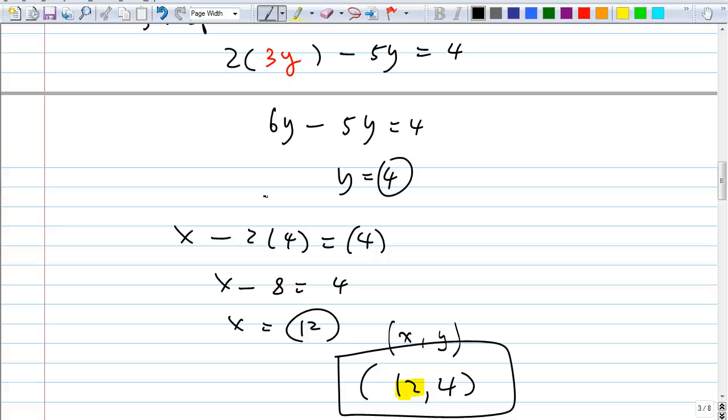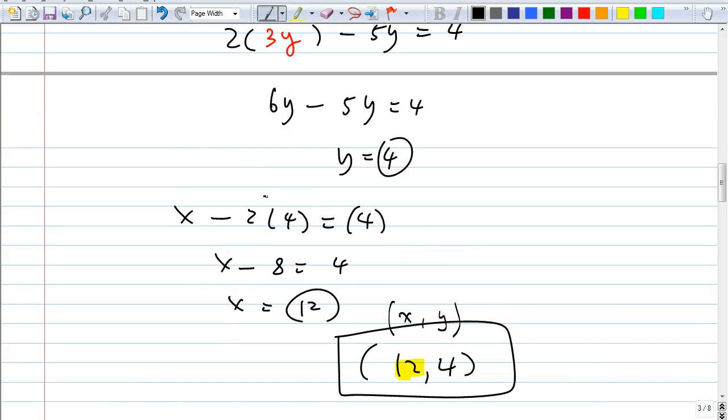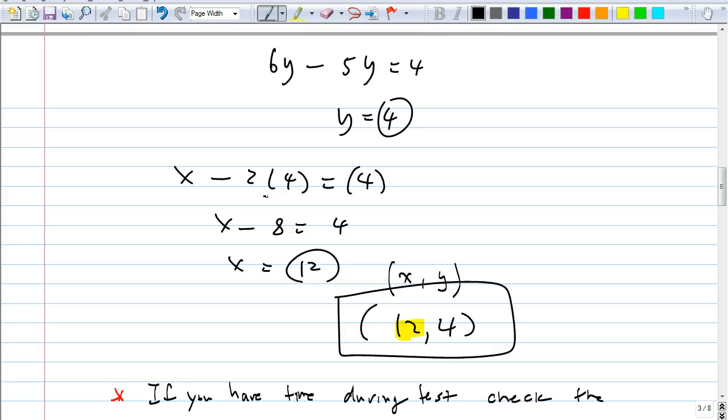Anyway, any questions? You get this? Do you think you could do one more? Pretty straightforward. Okay, try this one now. Oh, before I get to that, I'm sorry. Write this down. If you have time during tests, or of course you have time during homework, if you want to make sure you have the right answer, right?